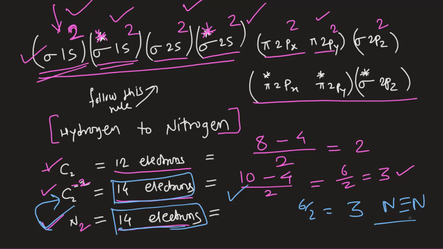That's it. That's how we can calculate the bond order for the molecules, for the atoms from hydrogen to nitrogen. If we want to calculate the bond order for a molecule that contains oxygen and onwards, we have to use a different configuration. I will cover that in the next video.